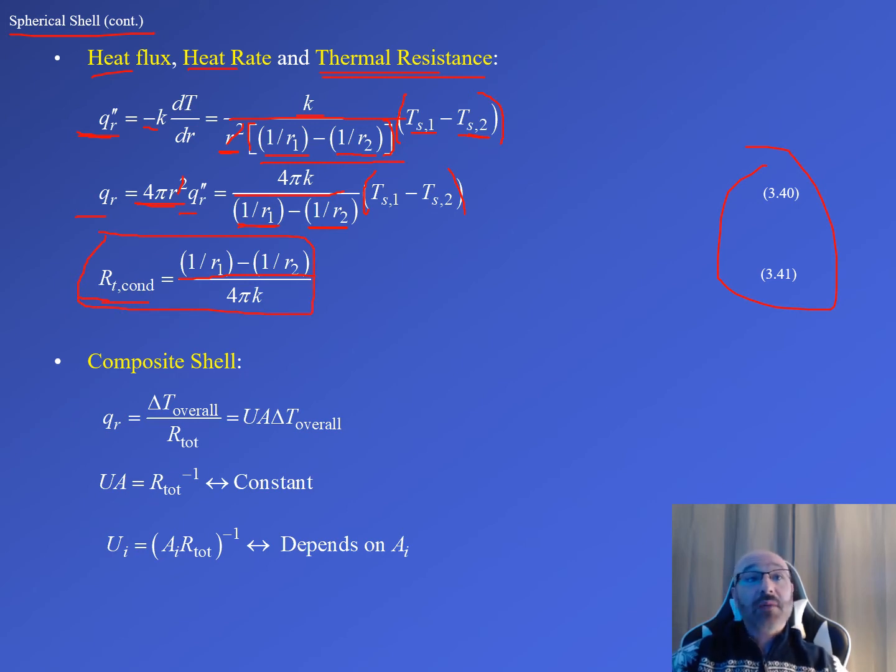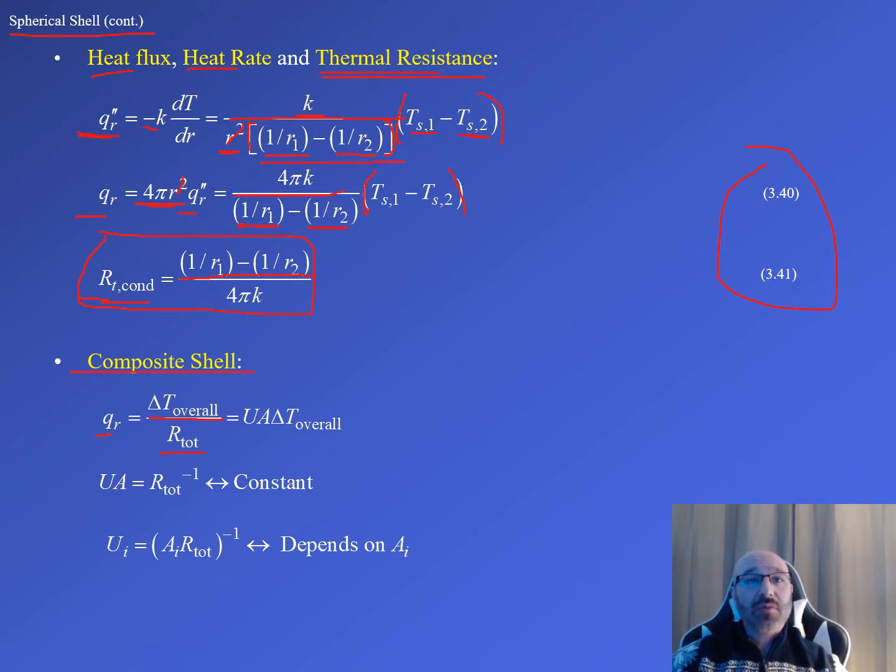Now, what if we had a composite shell? Well, if we did have a composite shell, it'd be similar to how we looked at our composite tube. For our composite shell, our q sub r is now equal to our overall delta T divided by our R total. And we go through that R total the same way we did, and sum up all of our thermal resistances as we go across the different layers, the different composites within the shell of the sphere.